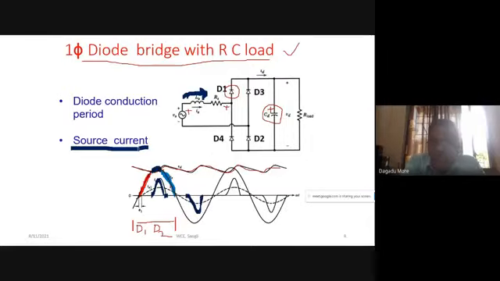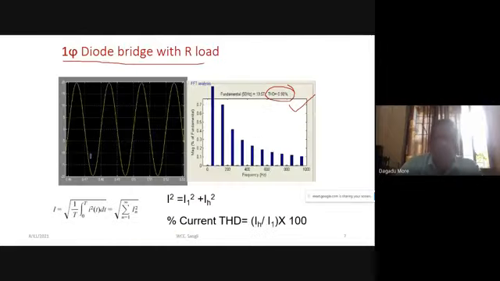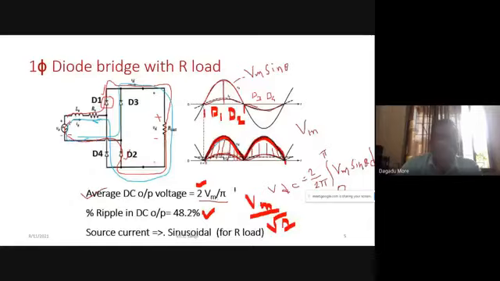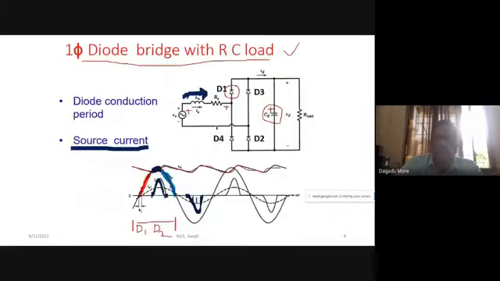Source current is having a positive spike and a negative spike. Source current is a positive pulse, you can call it, and a negative pulse. It is not a sinusoidal current. Whereas in the earlier case, with a resistive load, our source current is sinusoidal. In the case of an RC parallel load, our source current is just the spikes: a positive spike and a negative spike, or a positive pulse and a negative pulse. Is it clear?